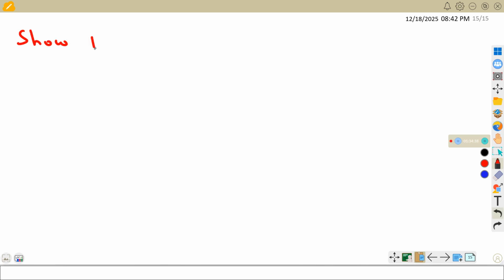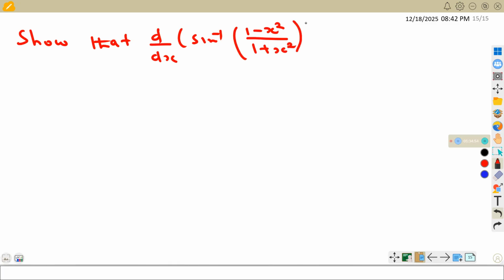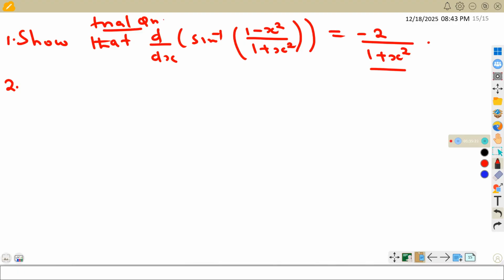You should be in a position to try this for me. It says show that when you differentiate with respect to x, sine inverse of 1 minus x squared over 1 plus x squared, you should be able to get -2 over 1 plus x squared. So this is your trial question. Please try to do that. See if you are able to get the answer there. The answer is already there. So try to see if you differentiate following similar procedures, whether you will be able to come up with that.